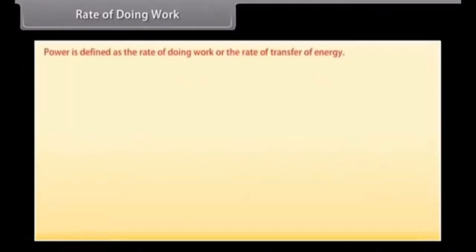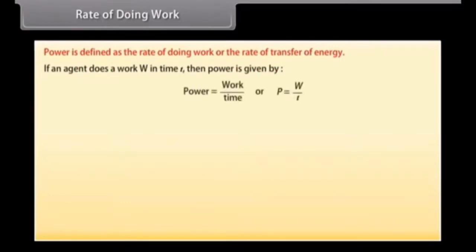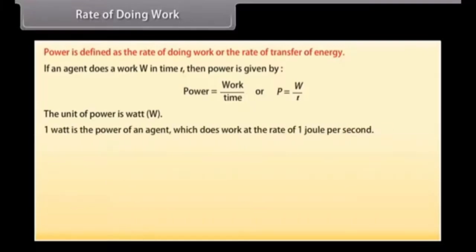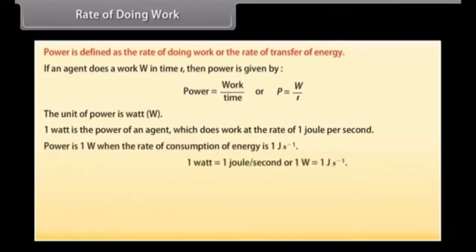So, power is defined as the rate of doing work or the rate of transfer of energy. If an agent does a work W in time t, then power is given by power is equal to work upon time, or P is equal to W upon t. The unit of power is watt, having the symbol W. 1 watt is the power of an agent which does work at the rate of 1 joule per second. We can also say that power is 1 watt when the rate of consumption of energy is 1 joule per second. 1 watt is equal to 1 joule per second.